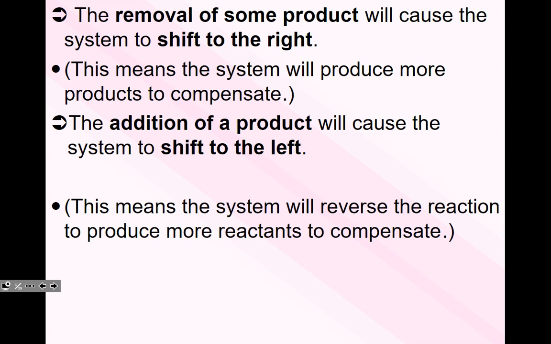This means that the system will produce more products to compensate. So if I'm taking away a product, the equilibrium will shift to the right. So I have again A plus B yields C, right? If I take this away, I'm going to have this kind of thing. That's my teeter-totter. I have to add more products to go from that to reach equilibrium.